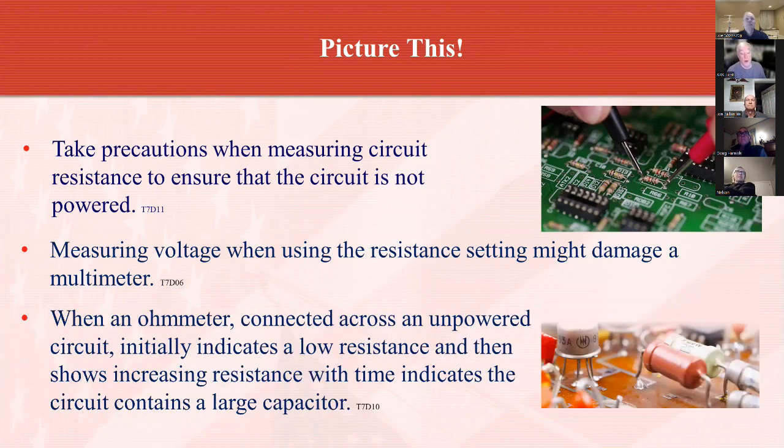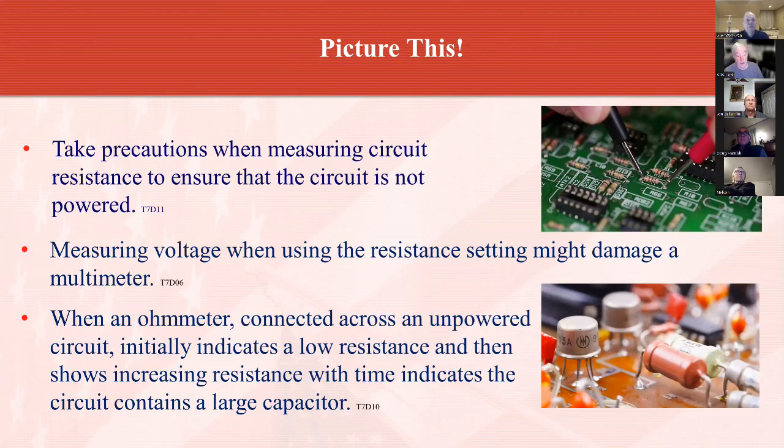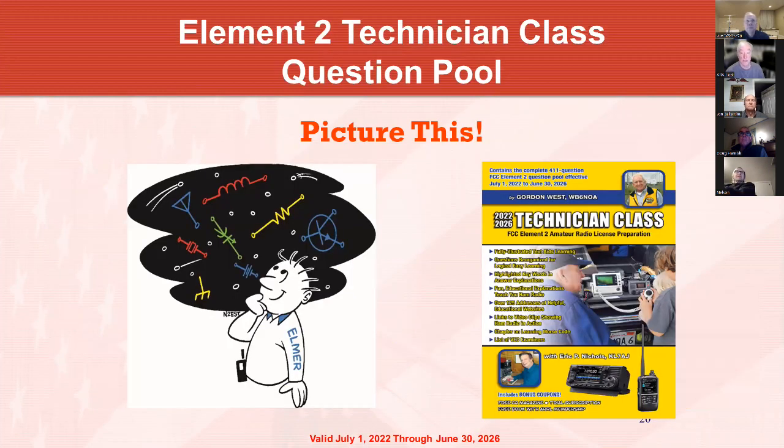Here it is. When an ohmmeter connected across an unpowered circuit initially indicates a low resistance and then shows increasing resistance with time, that indicates that the circuit contains a large capacitor, because capacitors do take a little bit of time to charge up fully.